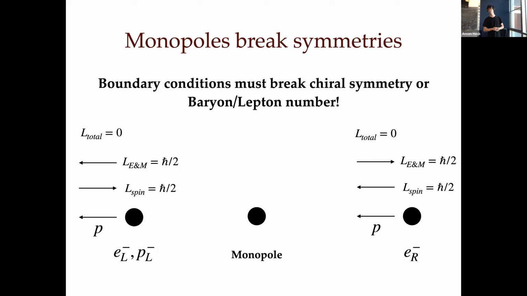So you must have broken some sort of symmetry, manifested in basically a boundary condition at the core of the monopole. In this approximation, we're just taking it to be infinitely small. I'll come back to this a bit later, but for now, this is all we really need to know: monopoles come with boundary conditions. These boundary conditions break some symmetry of your problem, whether it be chiral symmetry, baryon number, or lepton number, depending on your UV completion.